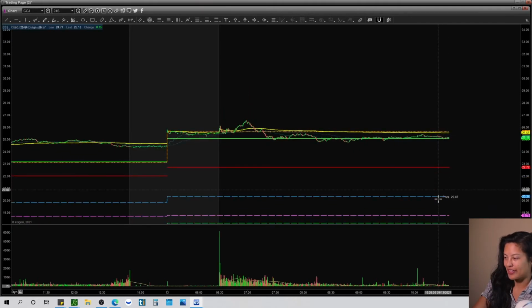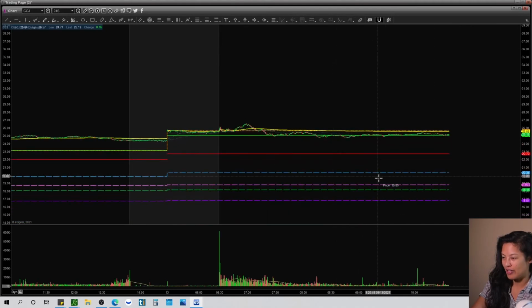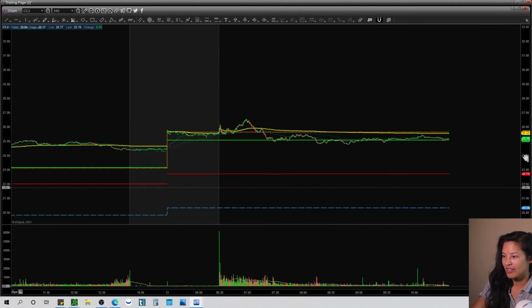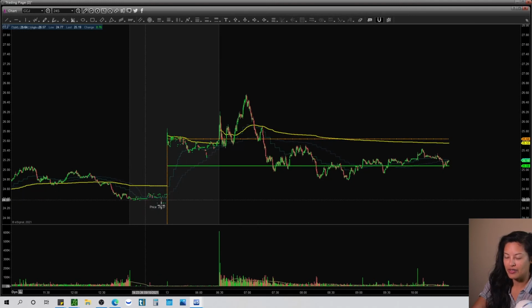And I also still have the moving averages transposed from the daily chart. So all four of those are there. Those are really important, so I have those on any chart that I use.